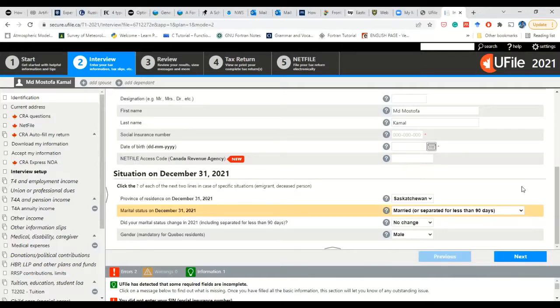Today's session is for spouse and dependents. So you're married, and then did your marital status change? Let's say you submitted a tax return last year when you were single, and you are submitting a tax return this year again, but this year your marital status changed. So in that case, let's say yes, change. Last year you were single, and this year you're married. So your marital status changed, and the gender, depending on either you're male or female. So now we can go.